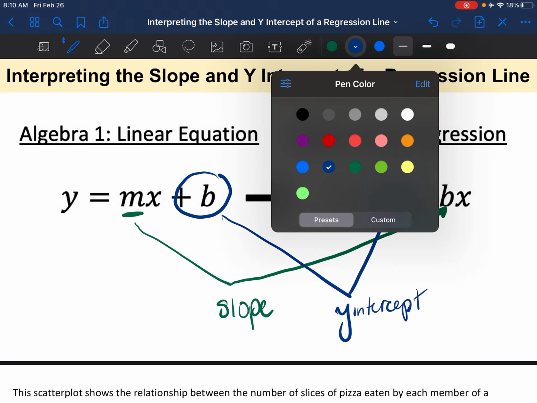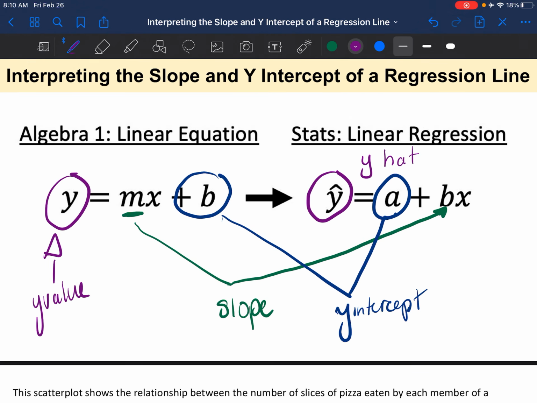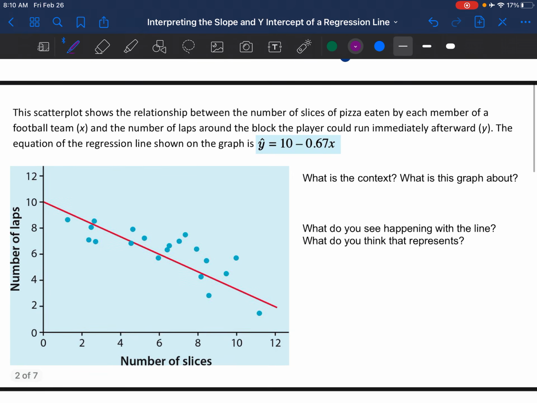And here we have y and y hat, literally y hat. And this is your y value. And this is your predicted y value. So our equations here are super similar. And as we go through the examples, you'll be able to see how to use them.